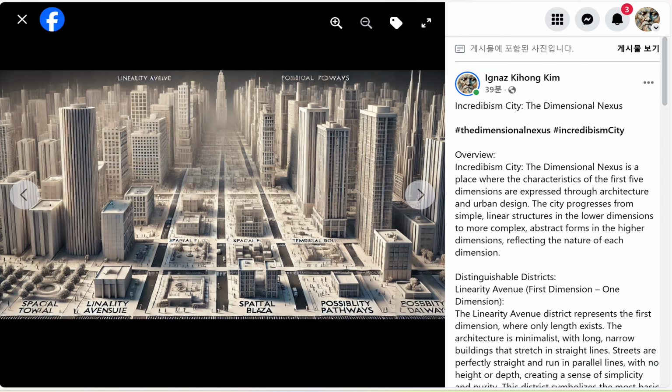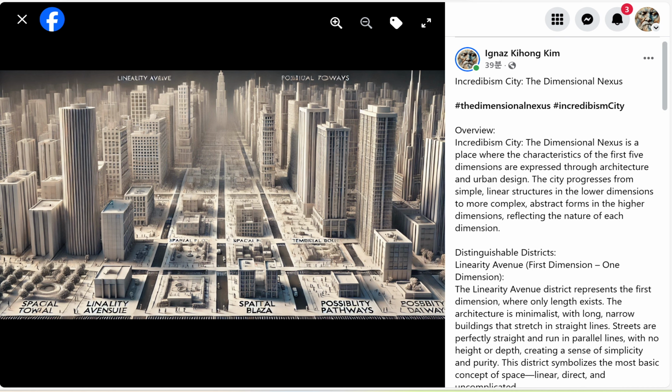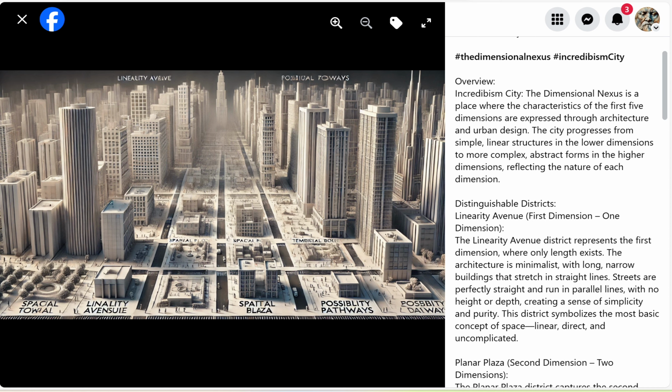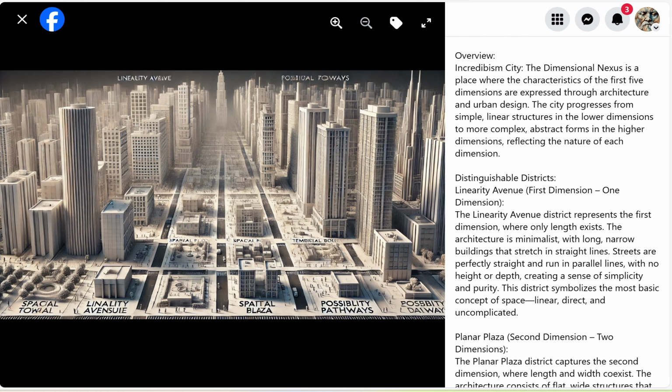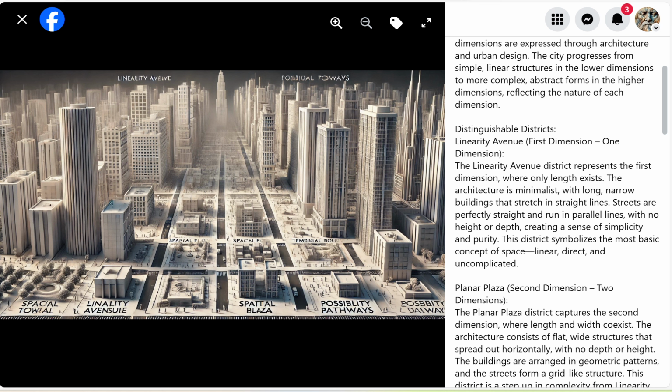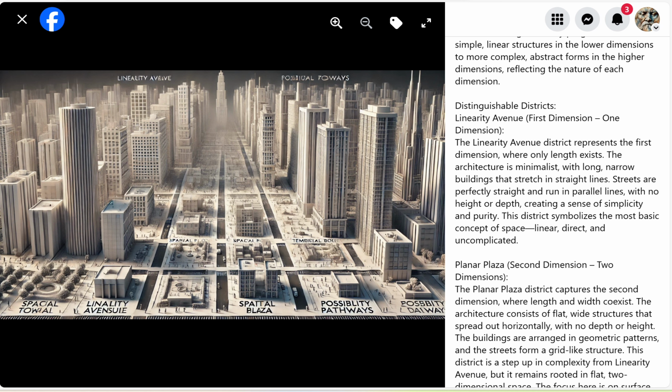Cubism City, the dimensional nexus, is a visionary metropolis where architecture, urban design, and philosophy merge to express the characteristics of the first five dimensions. It is a place where the journey from simplicity to complexity is embodied in the physical space, allowing inhabitants and visitors alike to experience the nuances of each dimension.